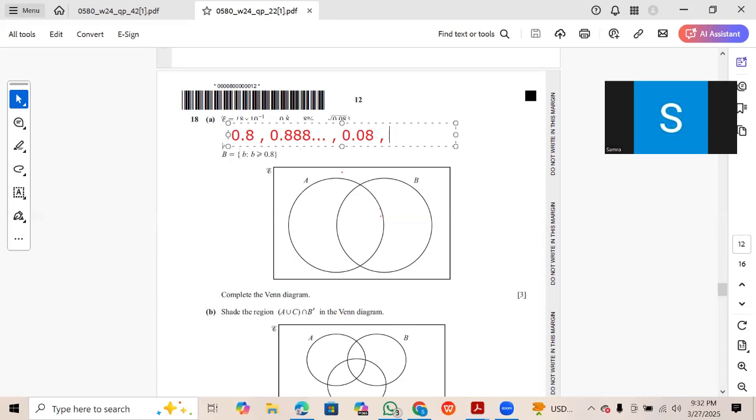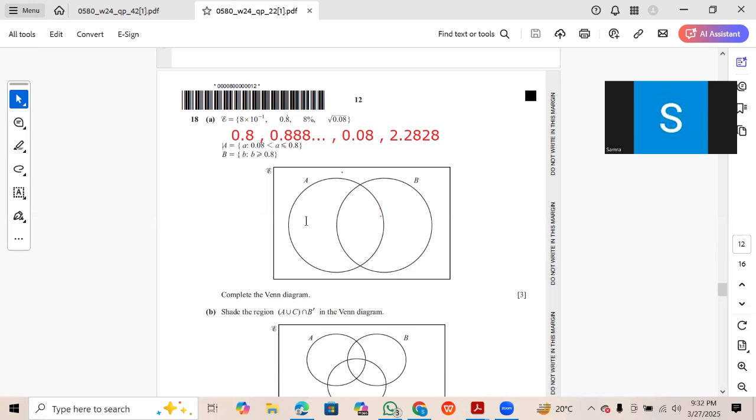The square root of 0.08 will be 0.2828. It will repeat. Okay, repeating, so we can write 0.2828, and so on. It's enough.